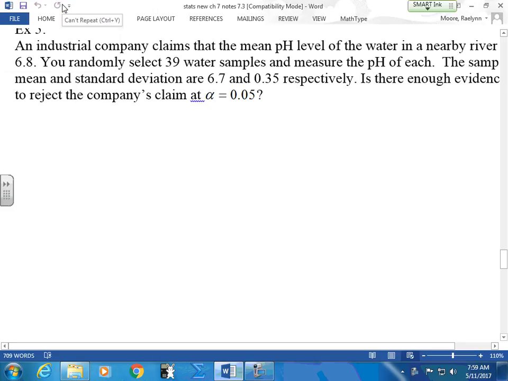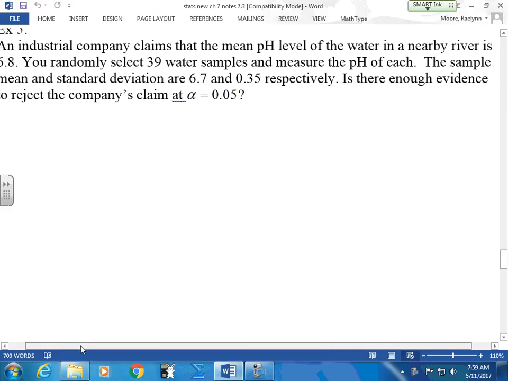Okay. An industrial company claims, here's my claim, that the mean pH level of the water in a nearby river is 6.8. Oops, does it say 6.8? Is 6.8.